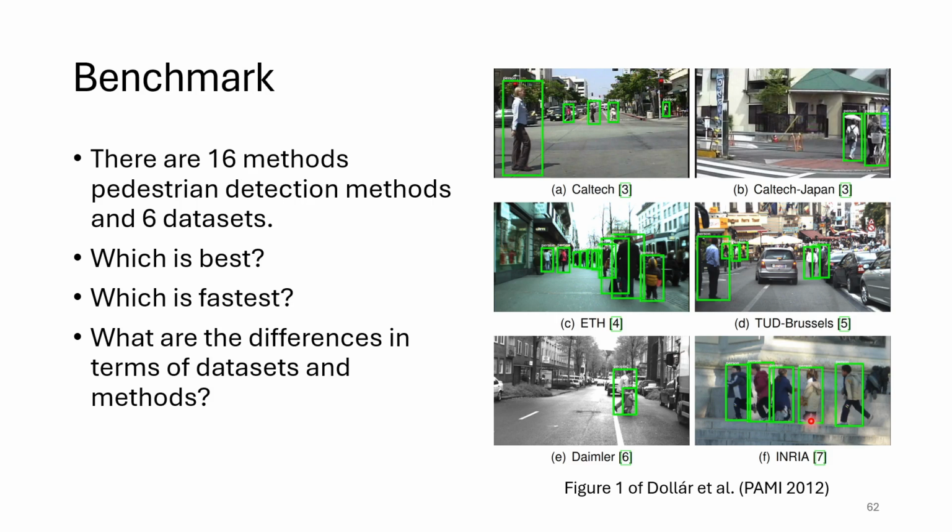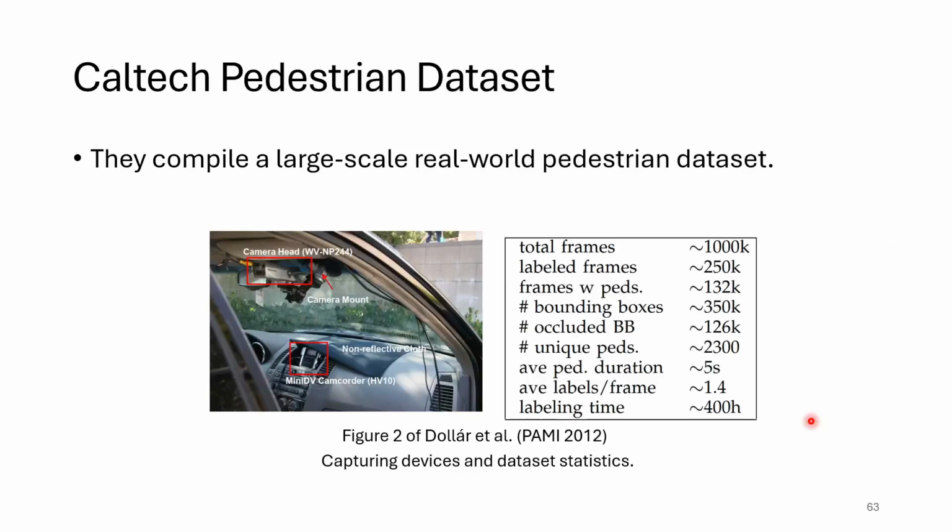INRIA is the one released along with the HOG feature. Then which is the best, which is the fastest, and what is the difference among those algorithms and data sets? So there is a benchmark paper. This is the paper published in PAMI in 2012.